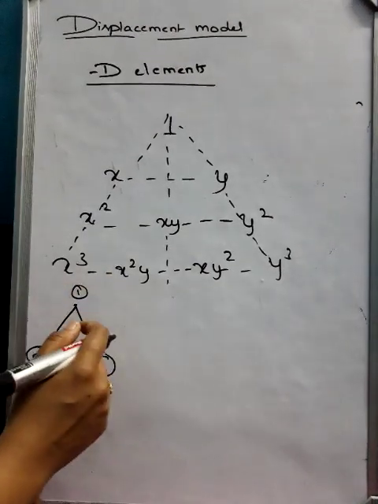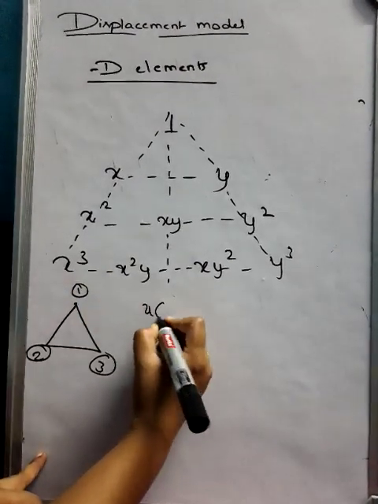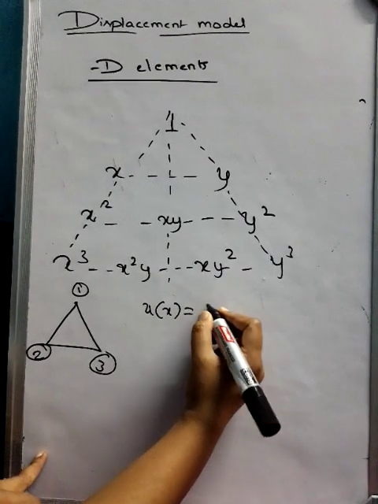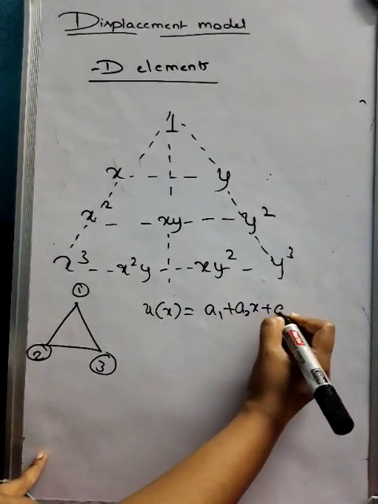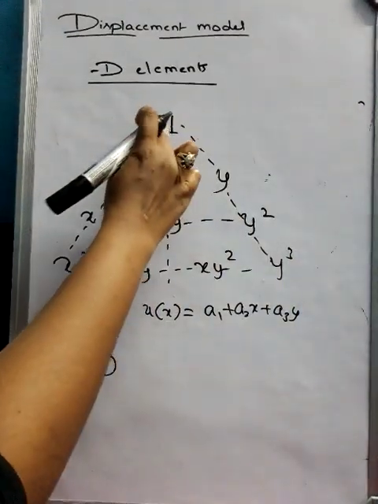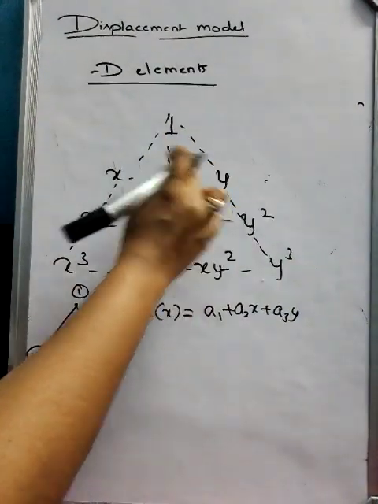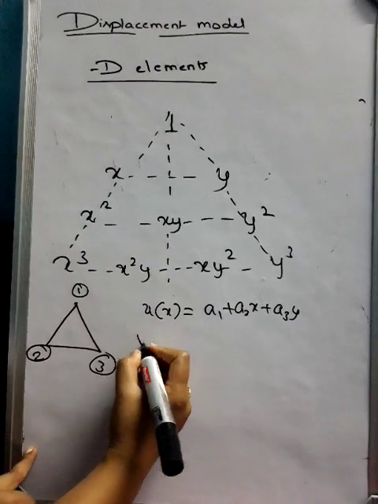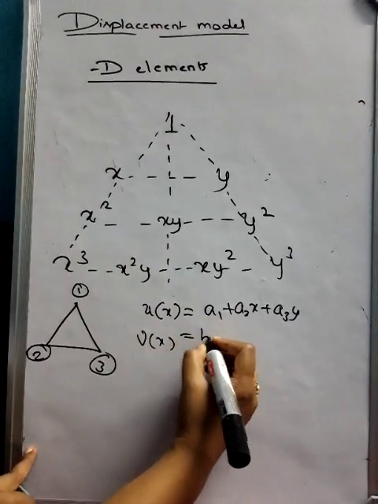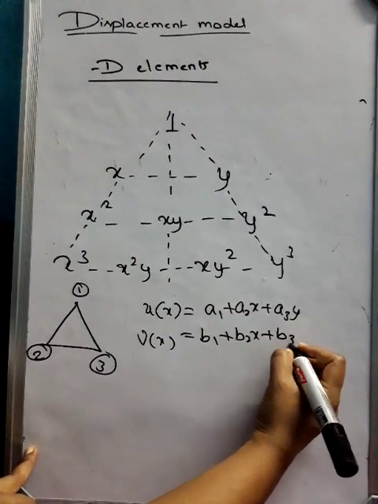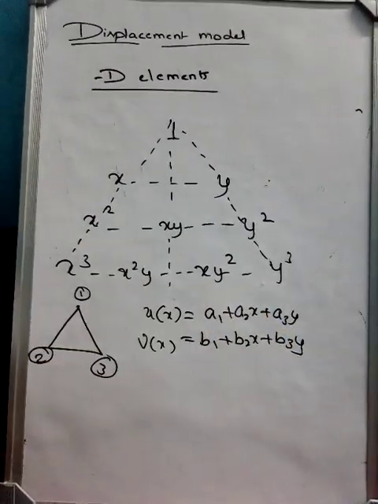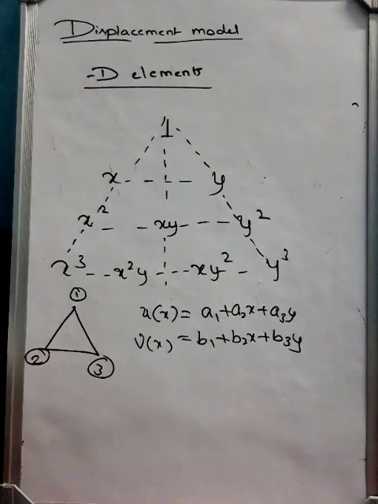You have 3 generalized coordinates, so we will be writing u of x is equal to a1 plus a2 into x plus a3 into y. That means you are going to come in this direction. Now v of x is equal to what? b1 plus b2 into x plus b3 into y. So this is how we are going to write the equation.